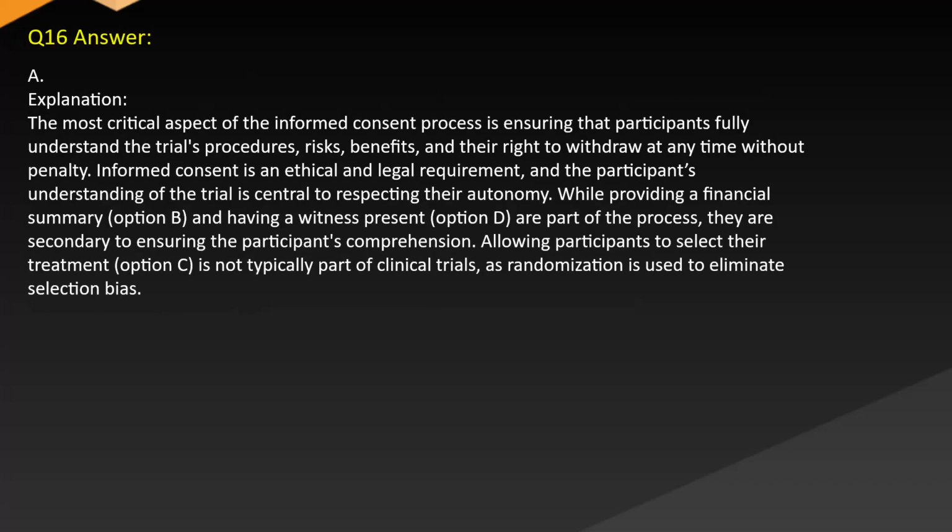Answer A. Explanation. The most critical aspect of the informed consent process is ensuring that participants fully understand the trial's procedures, risks, benefits, and their right to withdraw at any time without penalty. Informed consent is an ethical and legal requirement, and the participants' understanding of the trial is central to respecting their autonomy. While providing a financial summary, option B, and having a witness present, option D, are part of the process, they are secondary to ensuring the participants' comprehension.